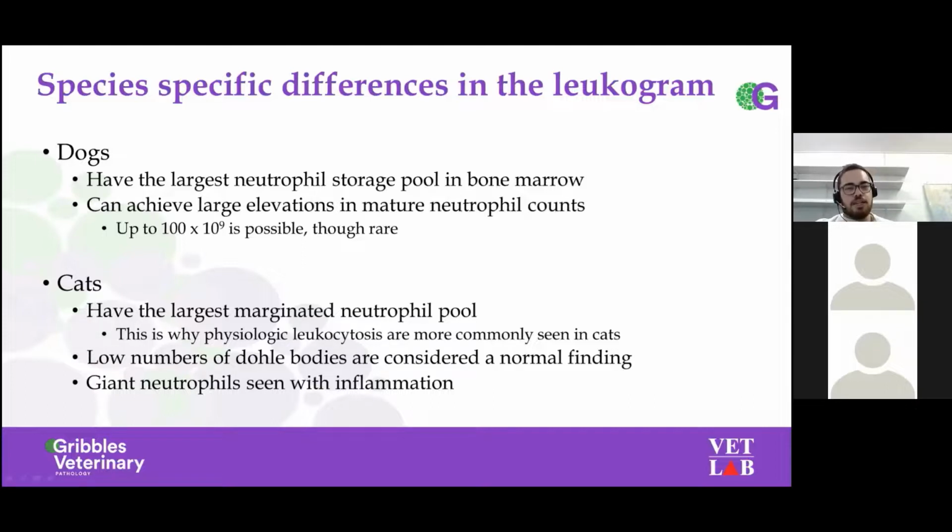Cats, they still can achieve quite high neutrophil counts, but probably not quite as big as dogs can. But they have the largest marginating neutrophil pool or marginating leukocyte pool present, and that's why physiological leukocytoses are more commonly identified in cats. Low numbers of Döhle bodies can be seen in feline neutrophils as a normal finding, so just be careful not to overinterpret those too much. And giant neutrophils can be seen with inflammation, as I mentioned before.